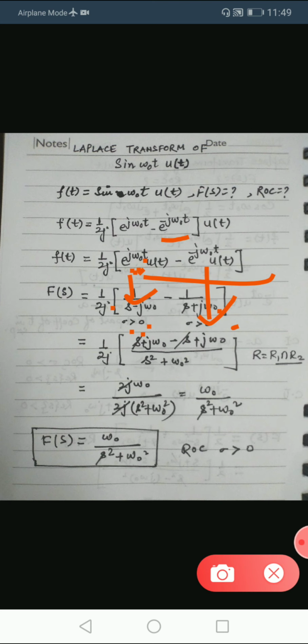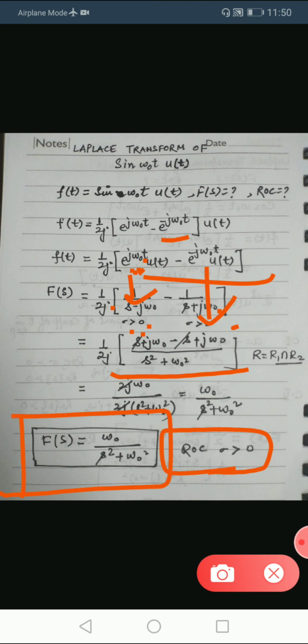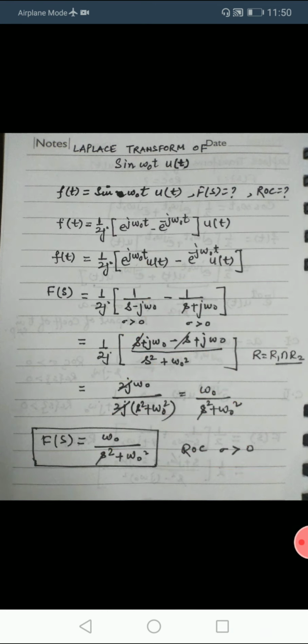Further solving this equation, the 2j cancels, and finally F(s) is equal to omega naught upon s square plus omega naught square, and ROC is sigma greater than 0. Very important result. This result is always useful as a tip for solving questions, and these are the basic signals of the Laplace transform.